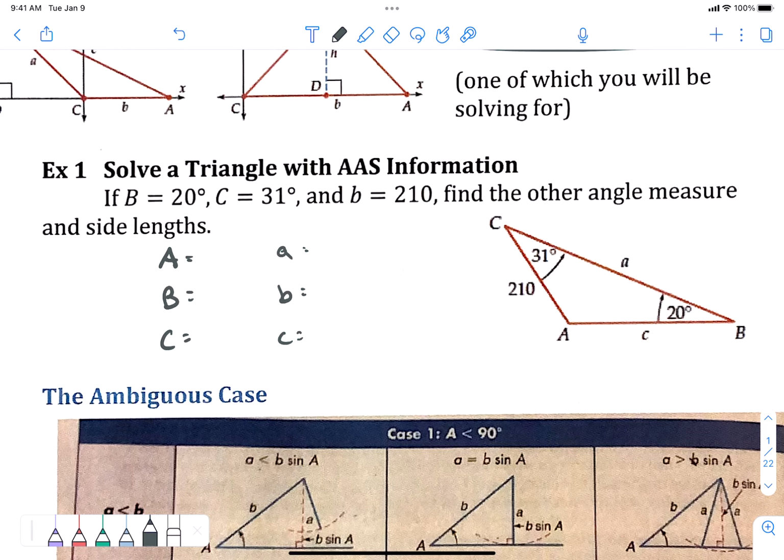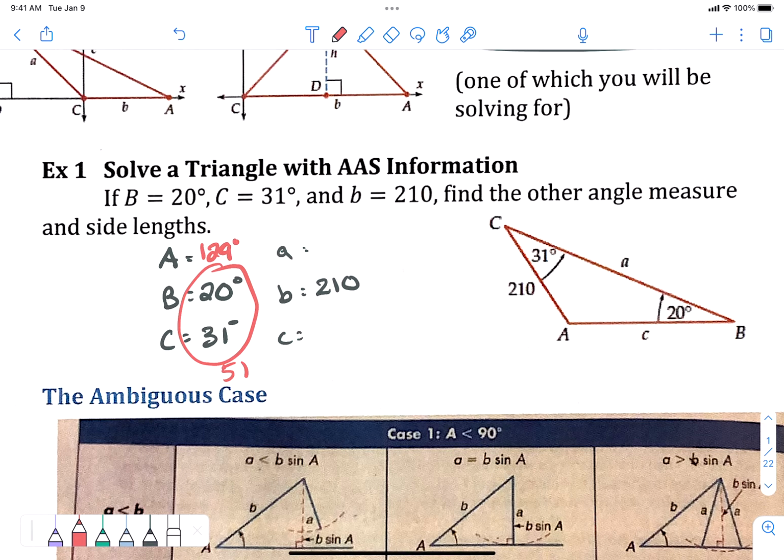All right. Let's list out what we know. What do we know? We know capital B, we know capital C, and we know lowercase b. 210, okay? All right, there's something else that I can solve for right now. What can I solve for right now? Capital A. What's capital A? These 2 added together is 51. What's capital A? 180 minus 51. 129. Yep.